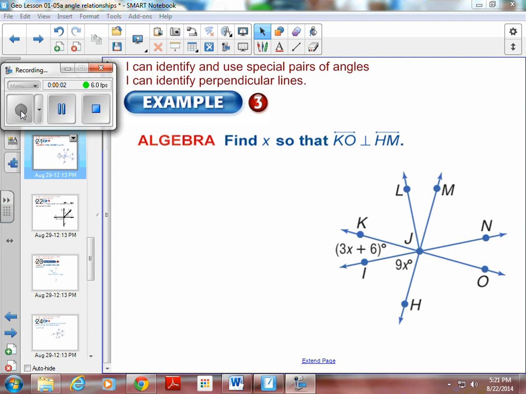Geometry, Chapter 1, Section 5, Example 3. Let's find some measures of some angles given some information here. So we're looking for x.